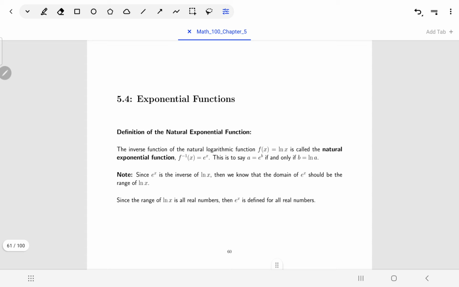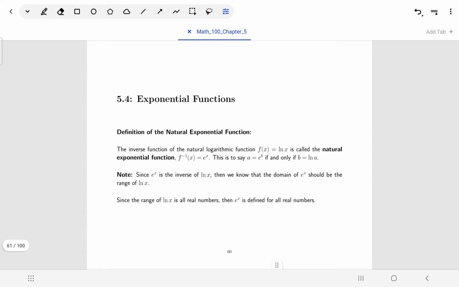So since they're inverses, that means that if you knew that e to the b was equal to some mystery number a, then that would mean that natural log of a would be that mystery number b, and vice versa. If you know natural log of a is b, then you also know that e to the power of b is a. And that's just our inverse property that we had from back in 5.3, that if (a, b) is a point on the graph of f, then (b, a) is a point on the graph of f inverse.